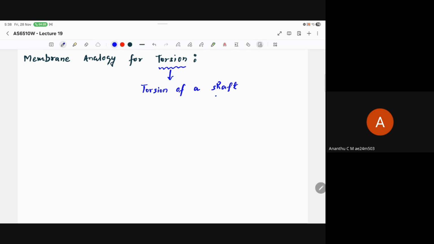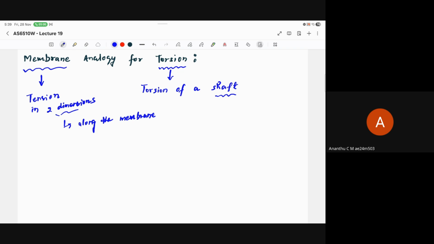So we have a shaft, which will take care of torque or torsional loading. And then we have this membrane, which takes care of tensile loading in two dimensions. So it is subjected to tension in two dimensions, which are along the membrane, not across the membrane, or not perpendicular to the membrane. Okay.